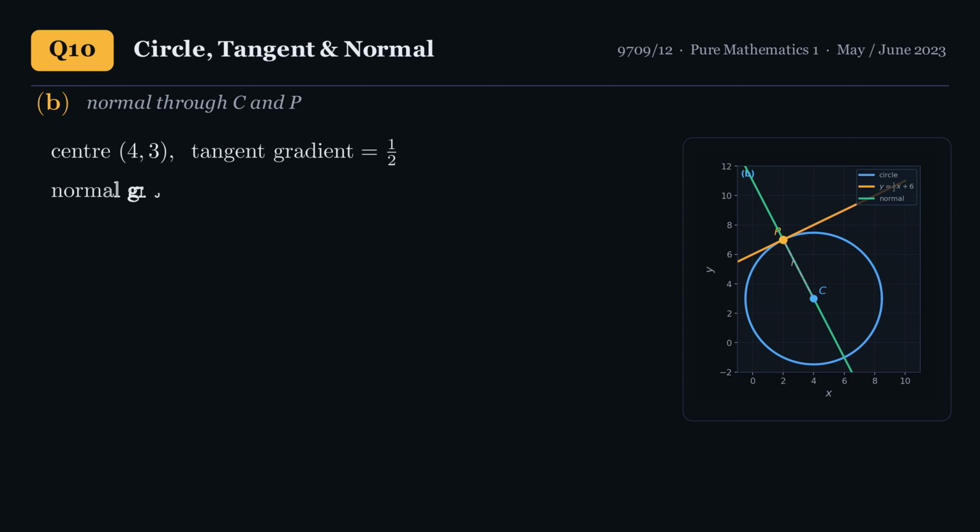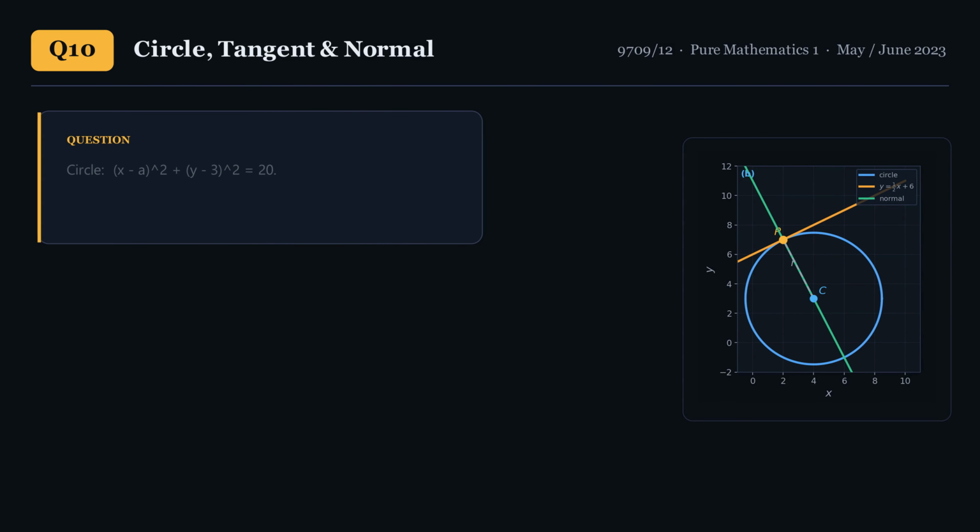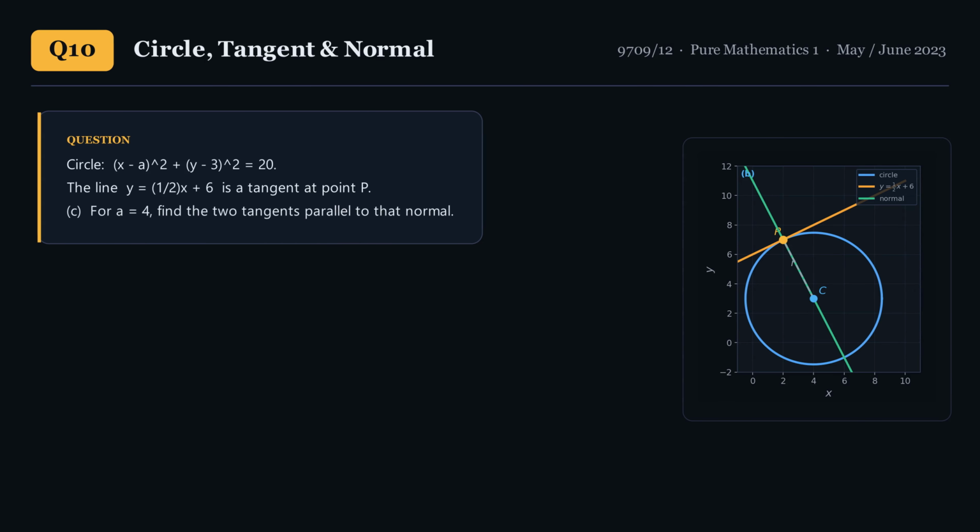Normal gradient is minus 2, negative reciprocal. Line through 4,3 with gradient minus 2. Normal equation, y equals minus 2x plus 11. The circle with a equals 4. Part C. Find the two tangents parallel to that normal.